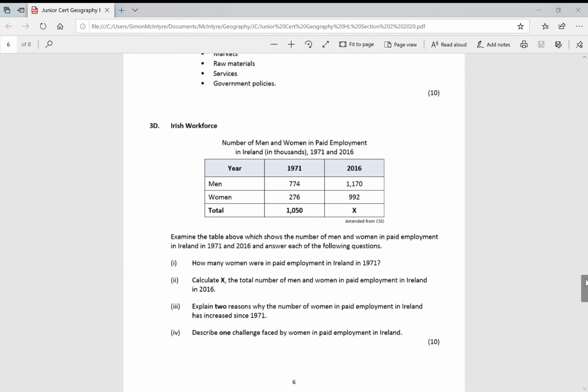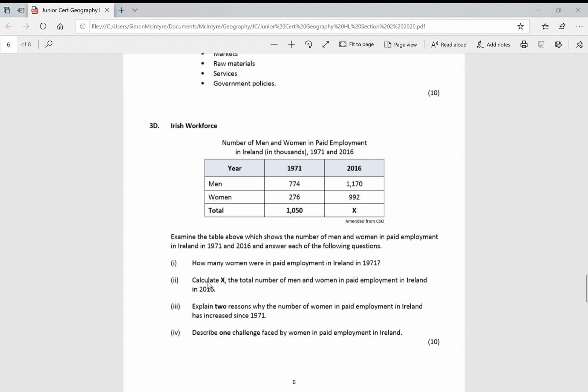And 3D. Irish workforce. Number of men and women in paid employment in Ireland in thousands, 1971 and 2016. Examine the table above, which shows the number of men and women in paid employment in Ireland in 1971 and 2016, and answer each of the following questions. Part 1. How many women were in paid employment in Ireland in 1971?